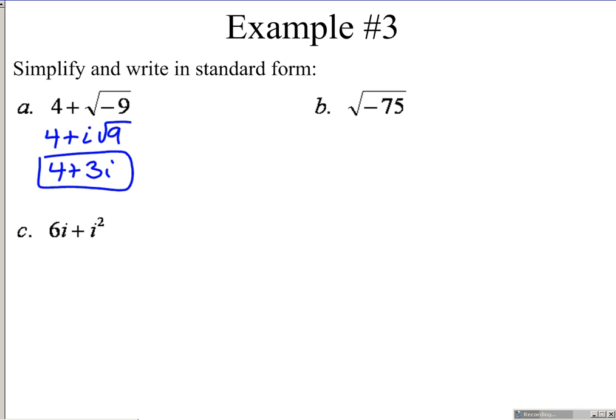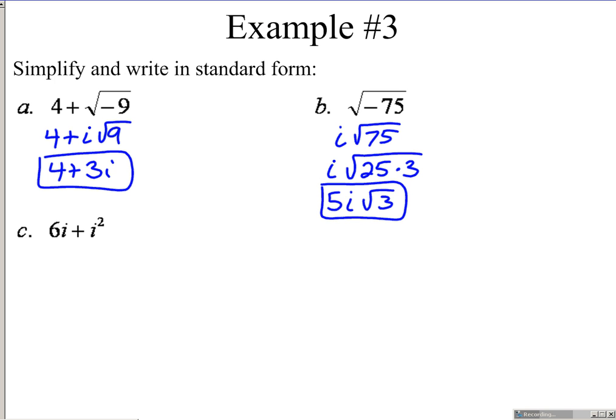Square root of 75. Pull the i out. Simplify underneath the radical. 75 is the same as 25 times 3. Square root of 25 is 5. We're left inside still with the root 3.